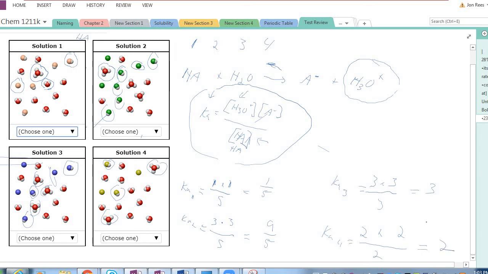Let's compare all of these different Kas. The largest one that I see is right here, so 3 would be number 1. The next highest I see is in 4, right there. The next highest one is right here, and finally the last one is going to be right here. So this would be 1, 2, 3, and then 4. That's how I do those problems. Just calculate a Ka, and that should tell us which ones are the strongest and the weakest acids.